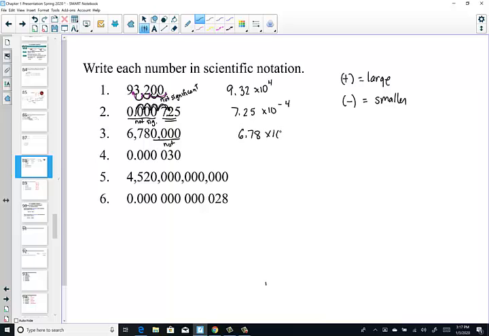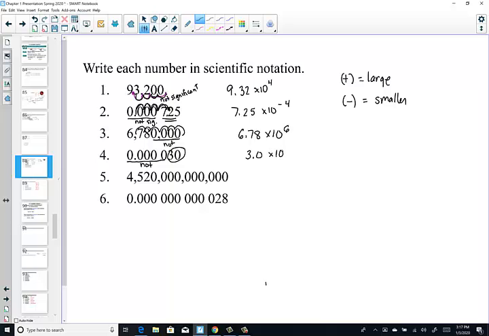6.78 times 10 to the what? Well, let's count. We moved this 1, 2, 3, 4, 5, 6 places to get the decimal so that the number 6 was the only digit to the left. All of these leading zeros are not significant. However, at the very end, that is a significant digit because it comes after the decimal point and the non-zero number 3. So I'm going to write 3.0 times 10.